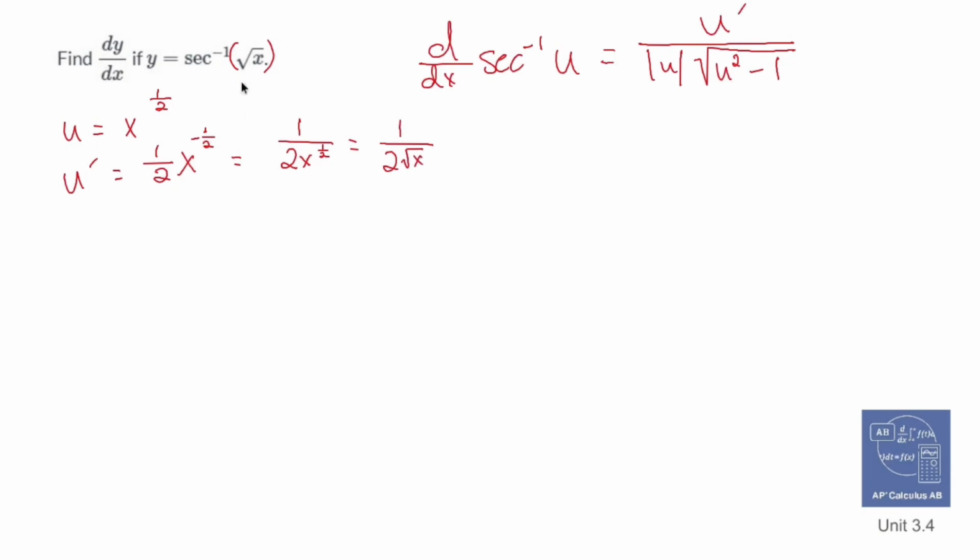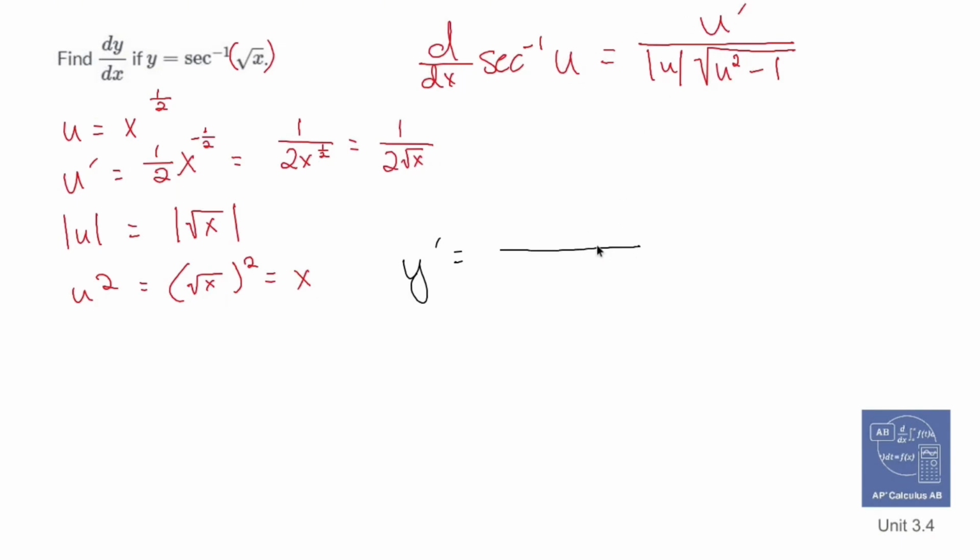Hopefully you have this memorized or have seen this enough by now that you know this turns into that, but if you don't, no big deal. So that's u prime. The absolute value of u is just going to be the absolute value of the square root of x. Don't overthink it. But if I wanted to find u squared, it's going to be the square root of x squared, which is x. So now that I broke all this down and wrote it into different parts, y prime is going to be this put together.